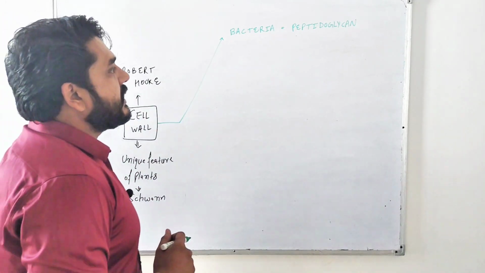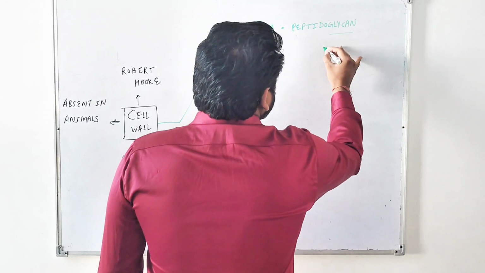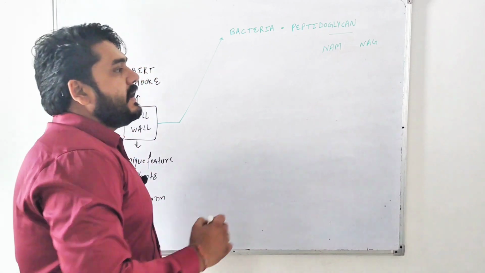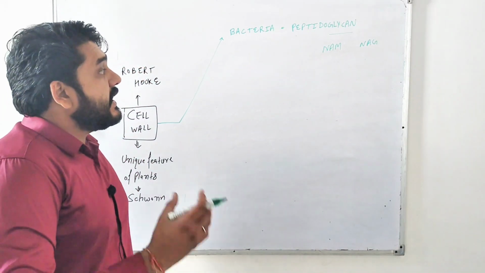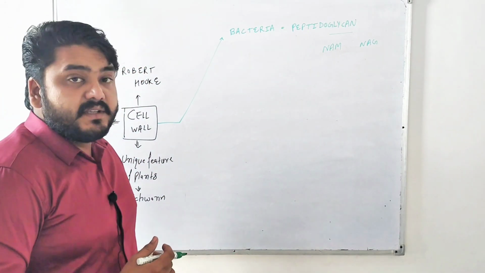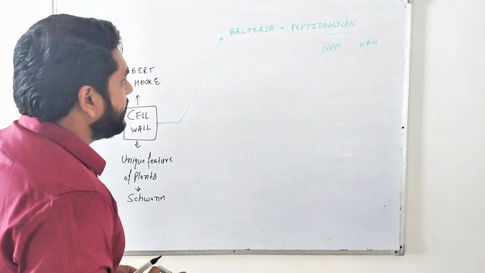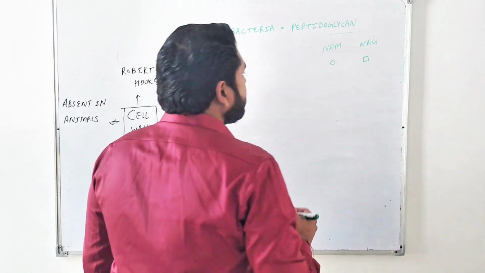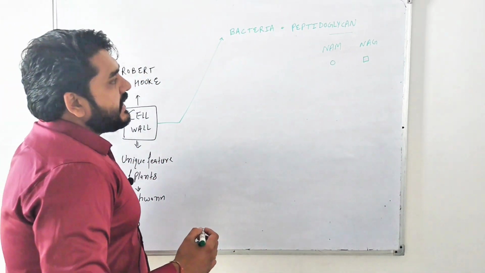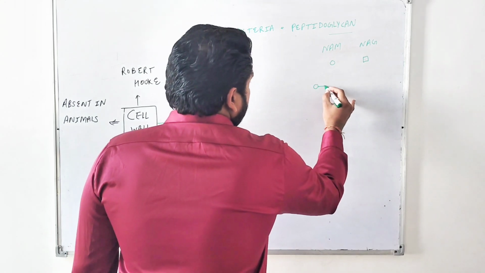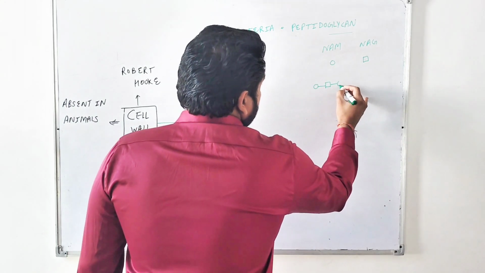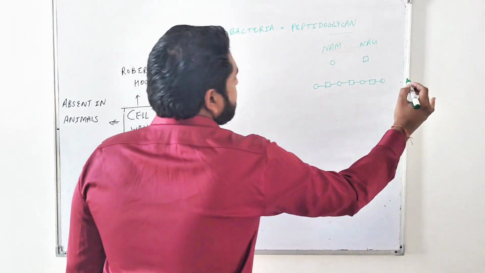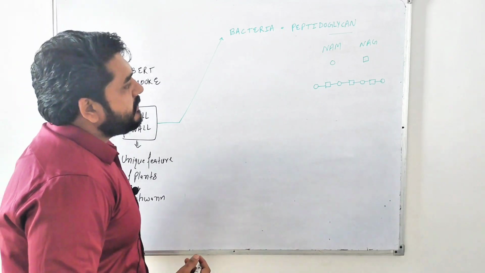Here the glycan part is the carbohydrate part, and it has two units. One is NAM and one is NAG. NAM is N-acetyl-muramic acid, and NAG is N-acetyl-glucosamine. So in the bacterial cell wall, NAM and NAG are arranged in alternate order, like NAM, NAG, NAM, NAG, NAM, NAG, NAM, in this alternate order.